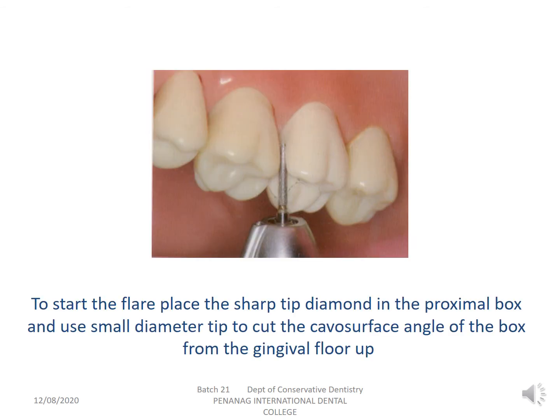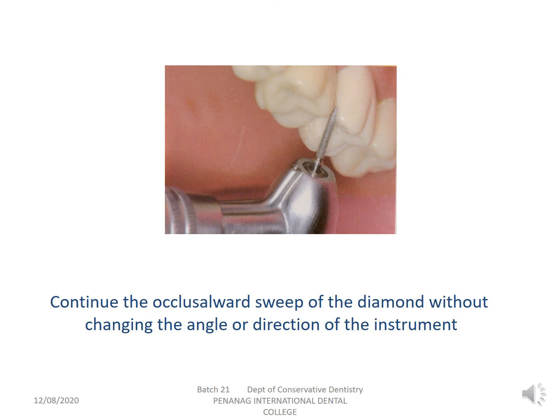So how do we start with the proximal flare? To start the flare, place the tip of the diamond in the proximal box and use a small tip diameter to cut the cavosurface angle of the box from the gingival floor, slowly progressing towards the occlusal. Once the tip can go, slowly continue the occlusal sweep of the diamond without changing the angle or the direction of the instrument.